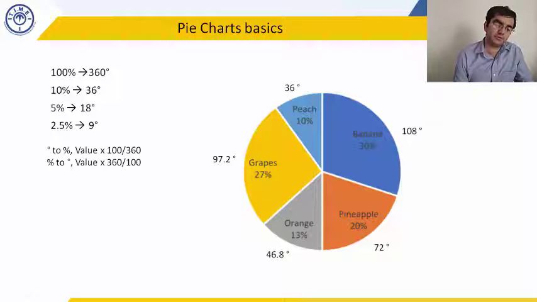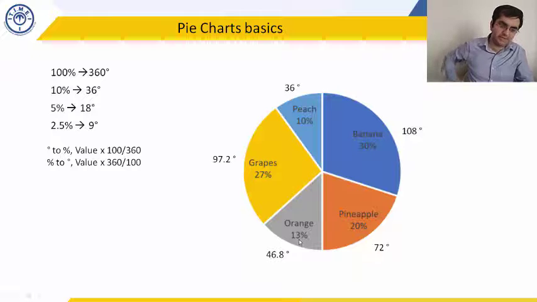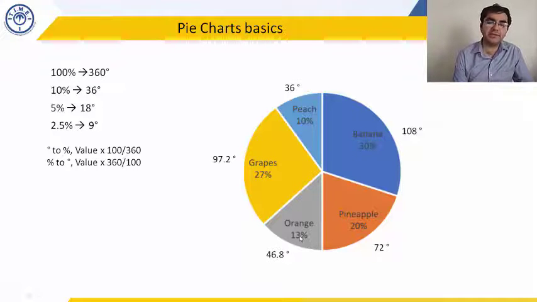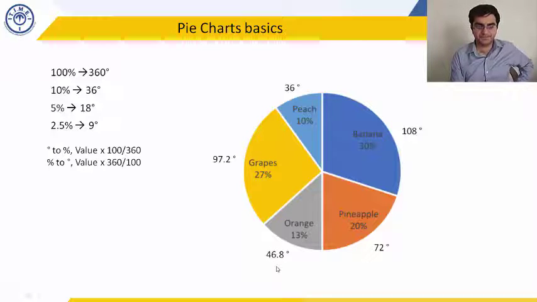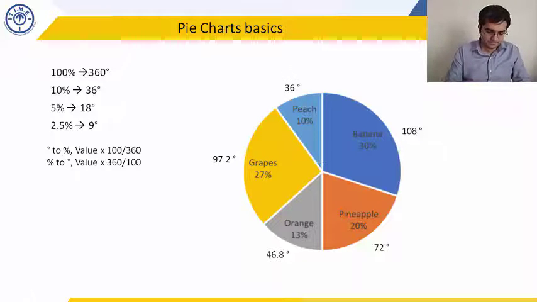So what would be 13%? In a similar way, what would be 13%? 10% plus 3%. Please write quickly. 10% plus 3%, which corresponds to 36 degrees plus 10.8 degrees. That is 46.8 degrees. Okay. So just by an example, we have seen how percentages are being converted to degrees.